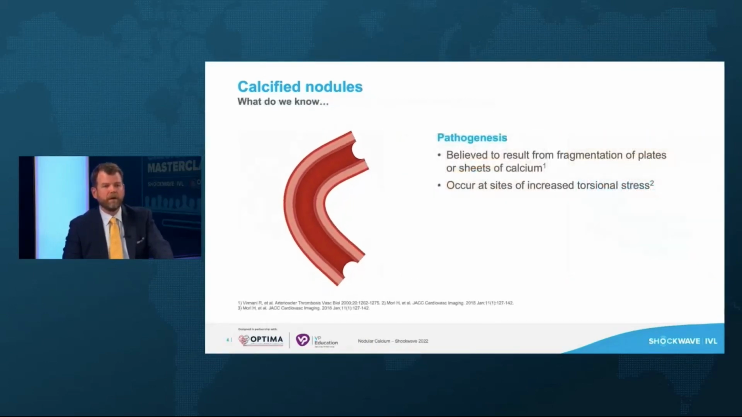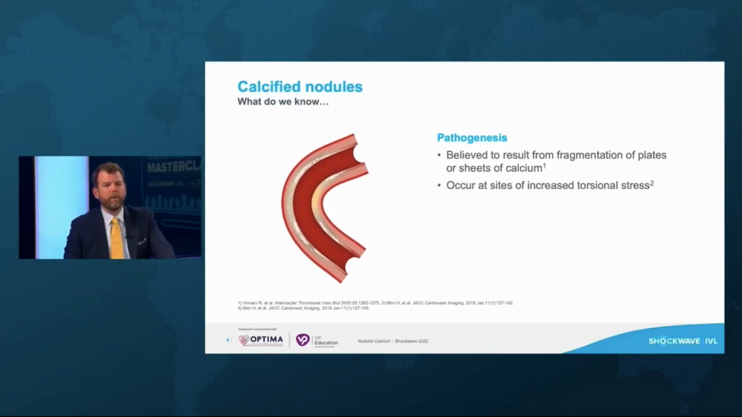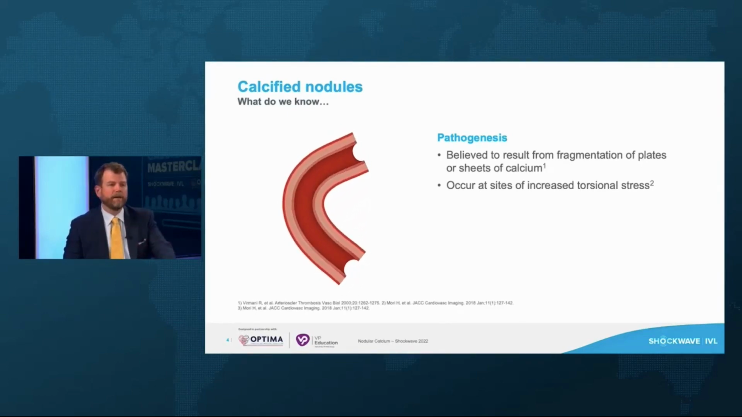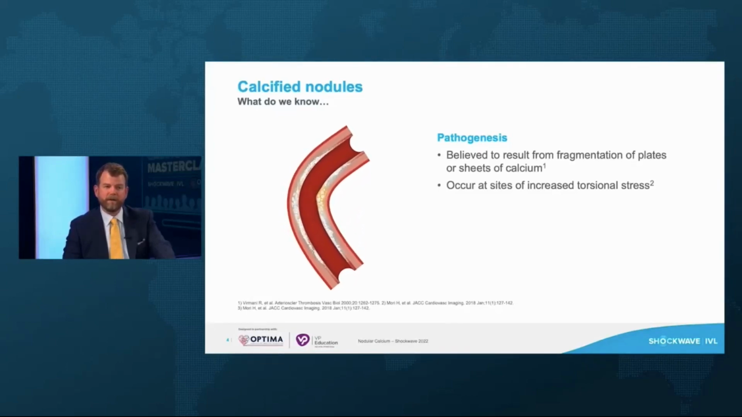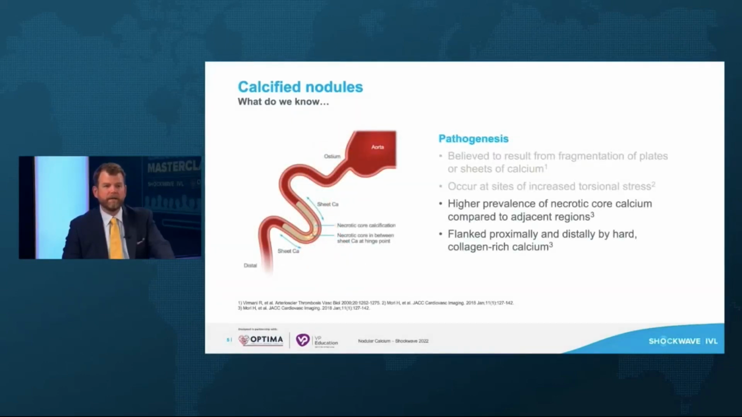And in the middle, again, a relatively characteristic appearance on OCT. In terms of the pathogenesis, this is all just theory, but we have an area where there's fragmentation of plates and sheets of calcium, and these tend to occur at areas of increased torsional stress. So we have calcium sheets that form in the classic type on either side, but on the side where there's a lot of torsion, you really can't have that sheet. So instead of a sheet, you have a nodule that forms at that site of torsional stress.